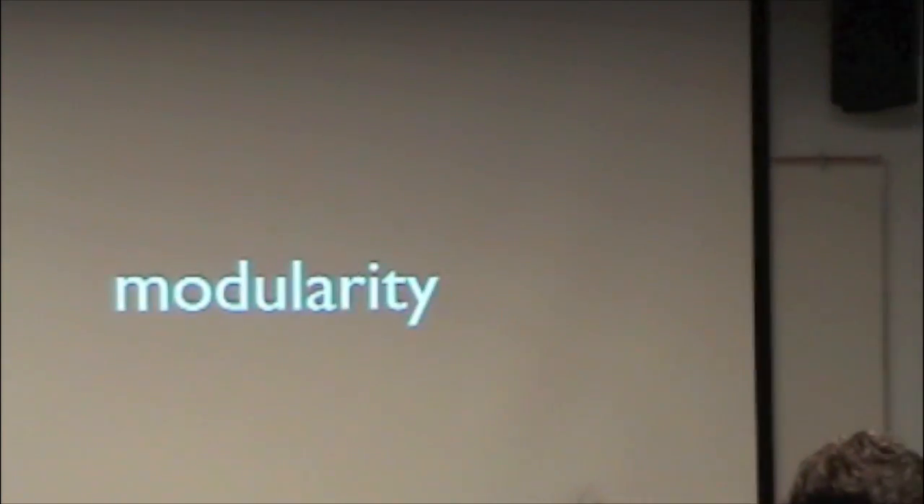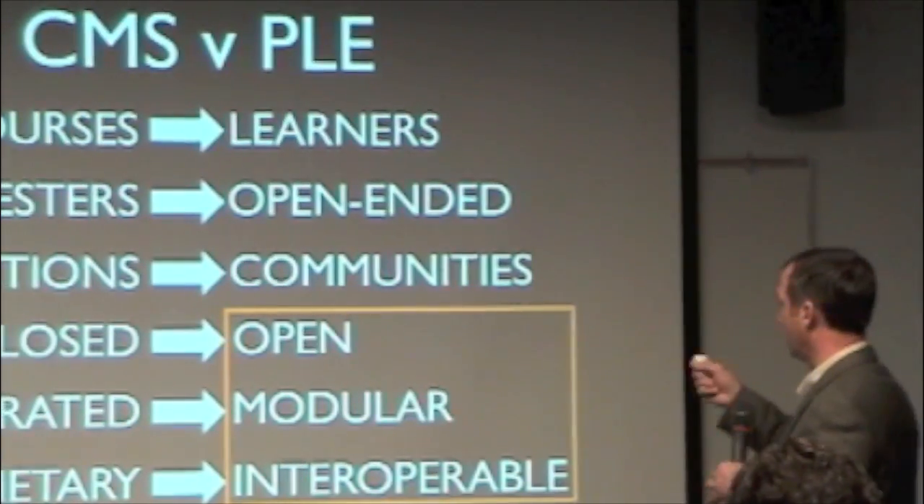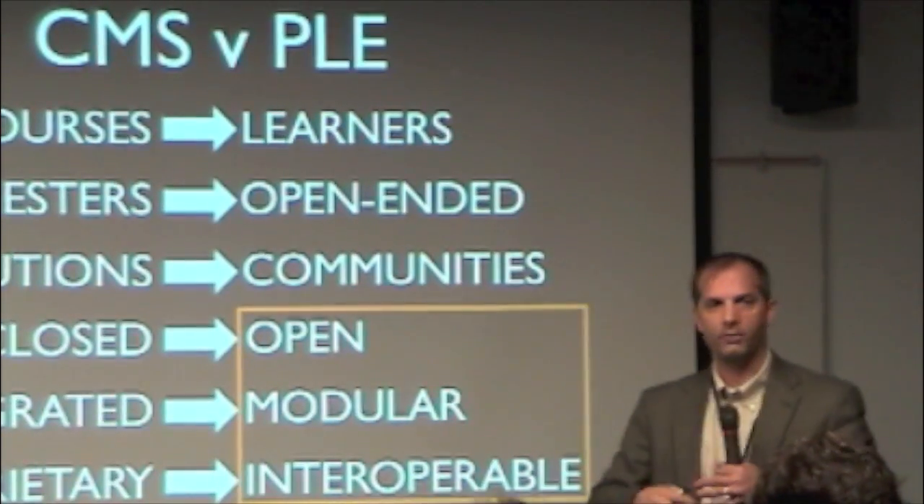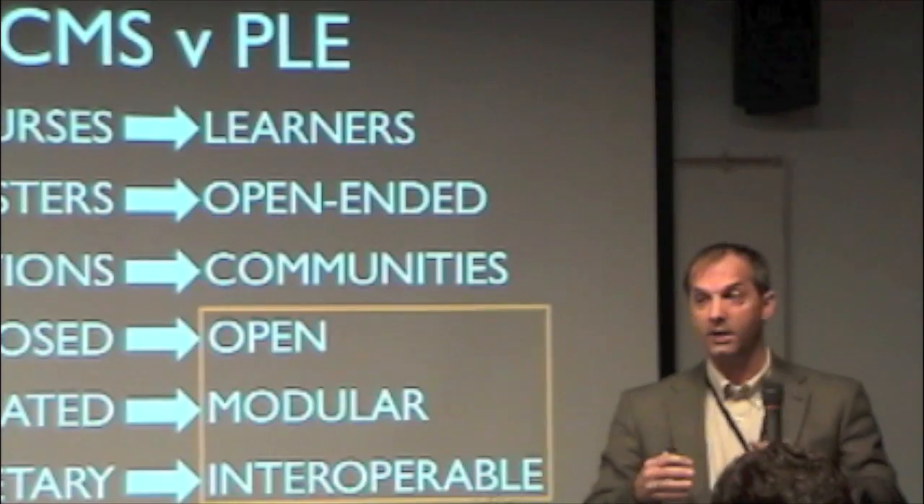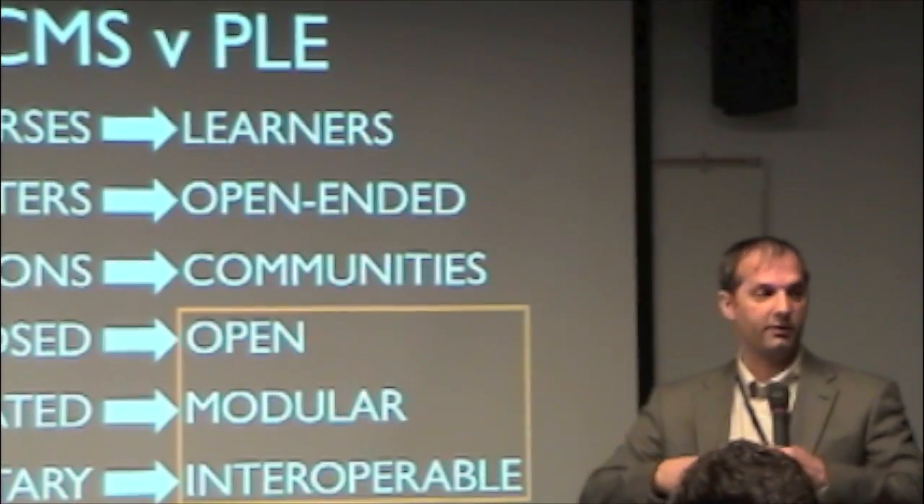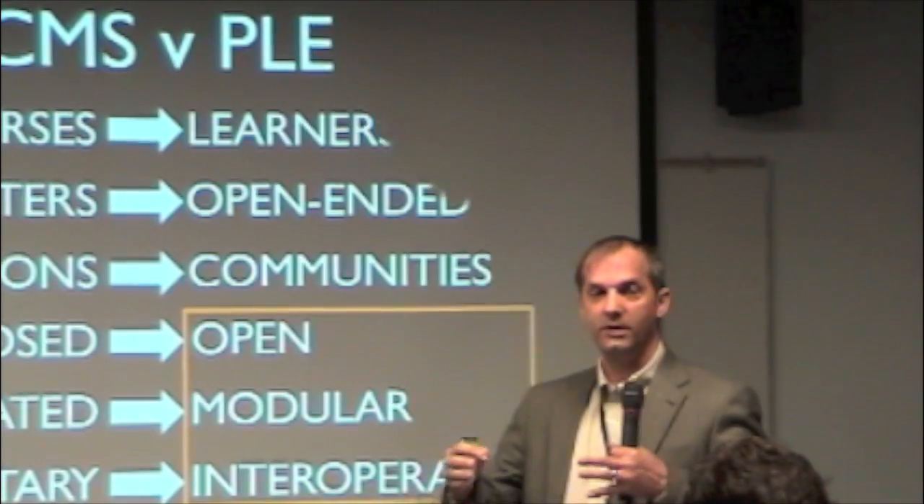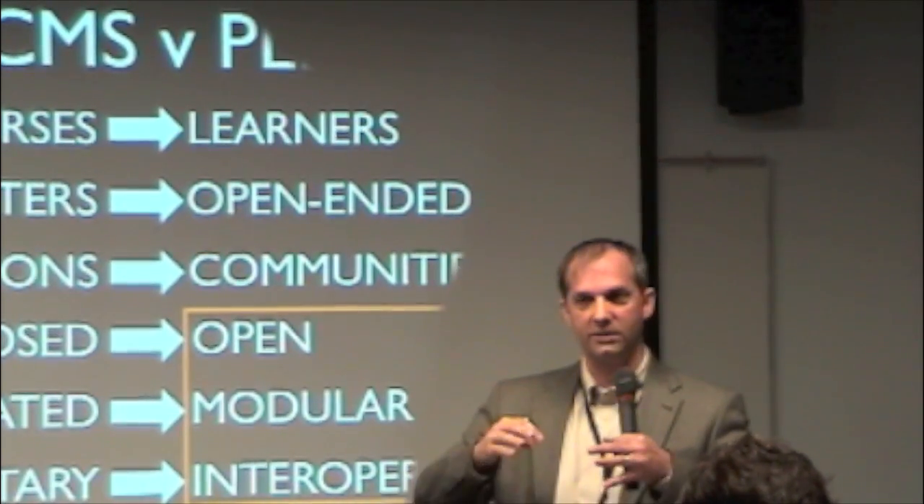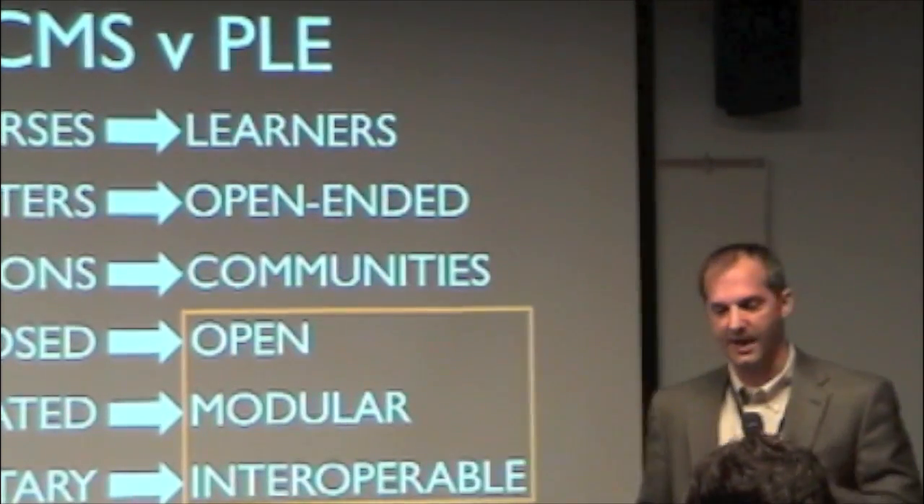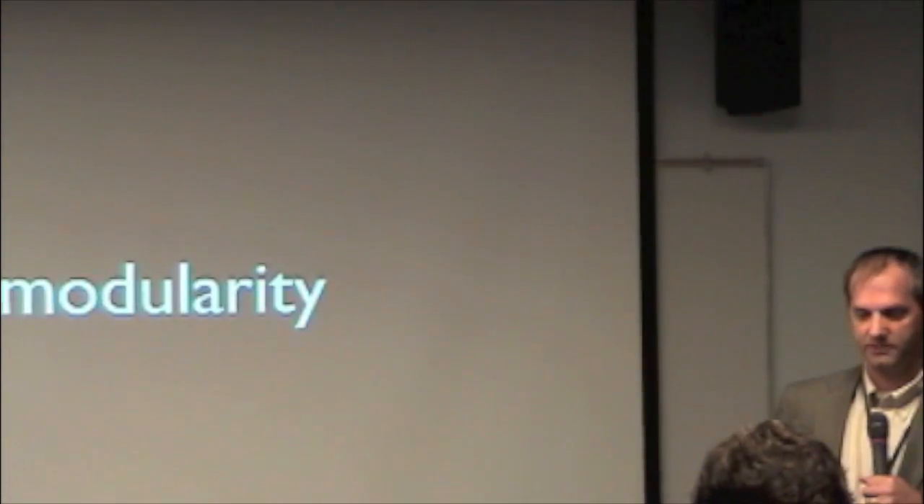We gave those 3 words the heading of malleability. So if something is open, modular, and interoperable, it becomes malleable. And what we want in terms of the learning network for our students is something that's malleable, so it's not locked down and rigid and unchangeable, but something that can adapt and change as needs change.